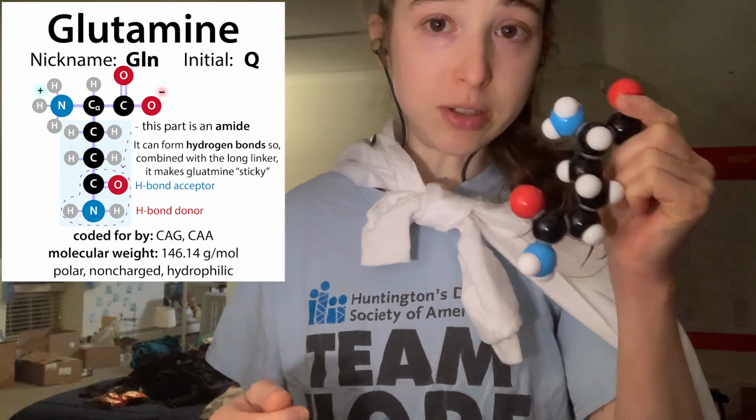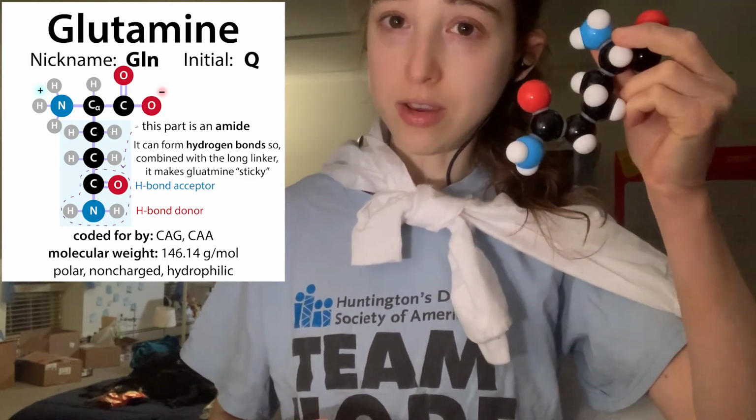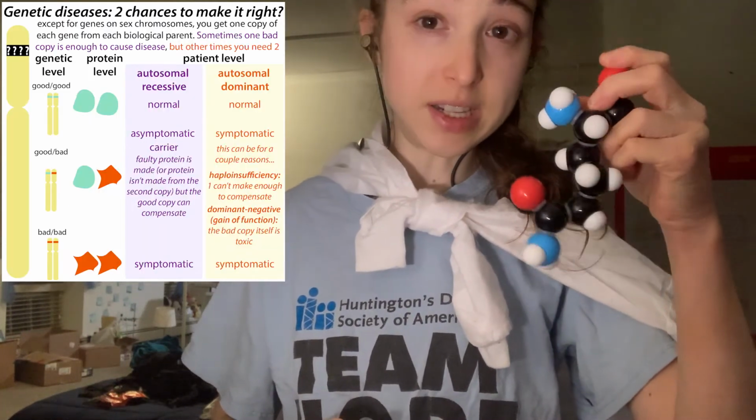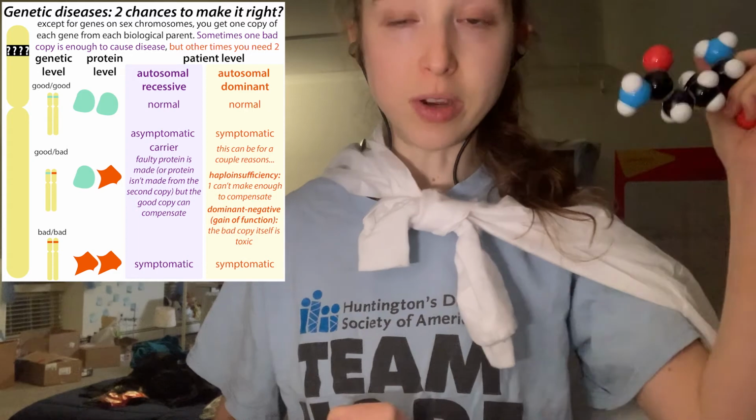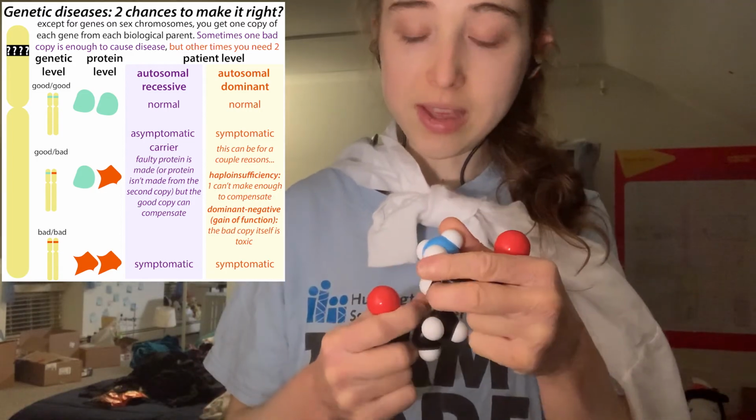So let's talk about glutamine. Let's talk about hydrogen bonding and repeat expansions, types of genetic mutations. So Huntington's disease is what we call autosomal dominant, and we'll get into what that means, as well as some of the work that I've done with HD in the past.